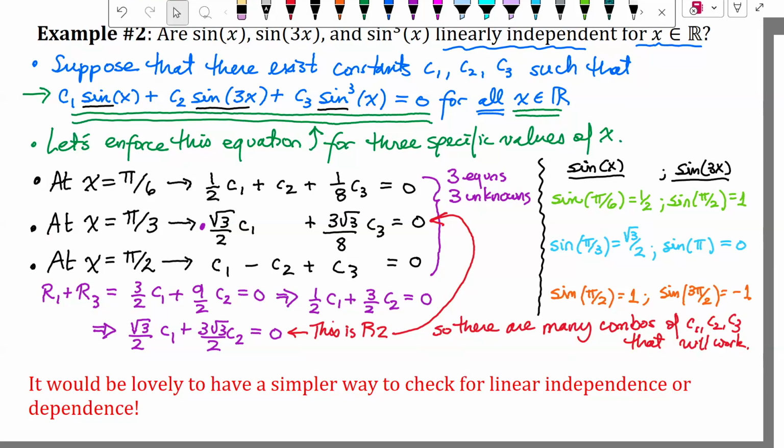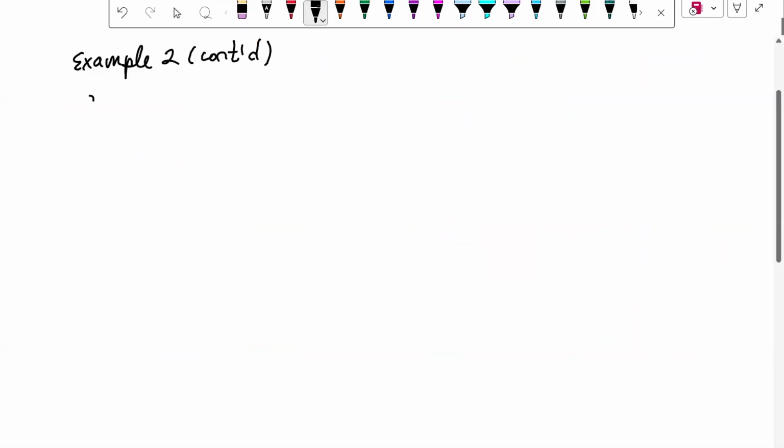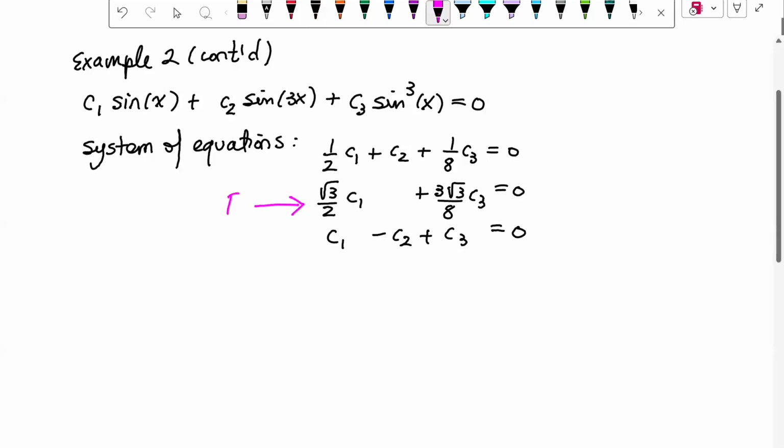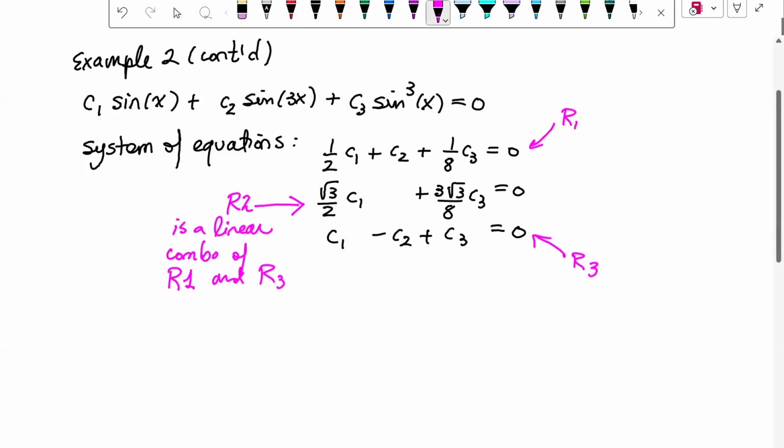set of constants. Okay, so remember, we were searching for a combination of constants C1, C2, and C3 so that we could get C1 sine x plus C2 sine 3x plus C3 sine cubed x equals 0. And we came up with a system of equations that all had to be true simultaneously. We have been able to show that the second equation can be achieved by taking a linear combination of the first and third equations. Since the system is underdetermined, we can simply choose a set that is going to work.